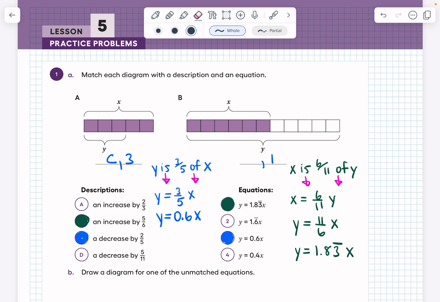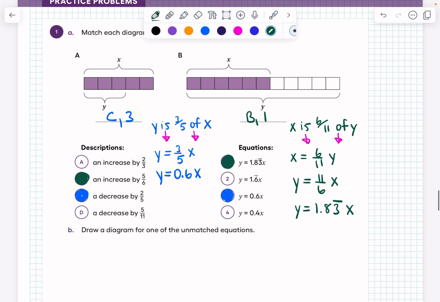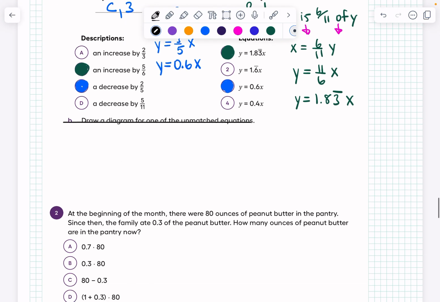I feel like sometimes these activities are a little weird. So B and 1 are the correct answers to this. Okay, on B, don't worry about where it says draw a diagram for one of the unmatched equations. We're going to pass on that.